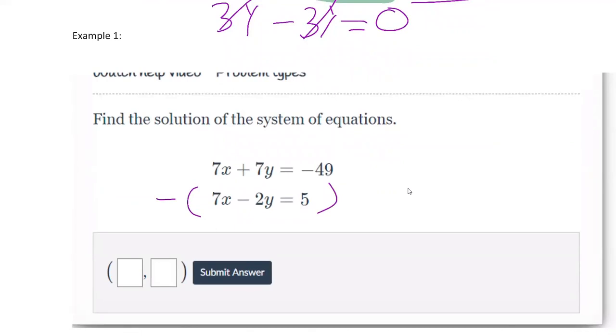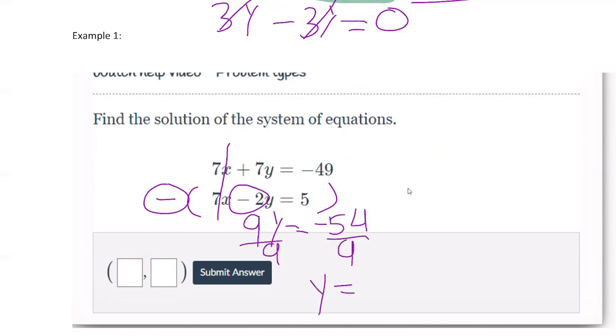So 7x minus 7x would be 0, or it just cancels, so you don't even have to write the 0. 7y minus negative 2y. So make sure you add, like you put this minus. In your calculator, 7 minus negative 2 gives you 9y. And then negative 49 minus 5 would be negative 54. So if we divide this, we'll get our first part of our answer is negative 6.